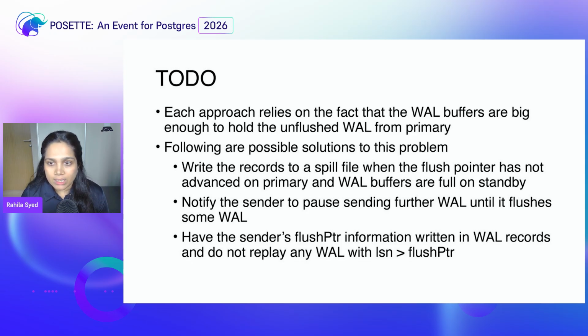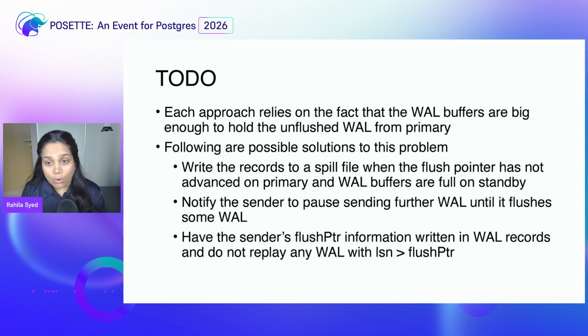There is one to-do here in the design of the wal receiver, which is that this approach relies on the fact that the wal buffers are big enough on the receiver to hold the unflushed wal from the primary. In case the unflushed wal coming from the primary can't fit in the wal buffer size that has been allocated on the wal receiver, there will need to be solutions. Although this will be a rare scenario, there will need to be some solutions to handle that.